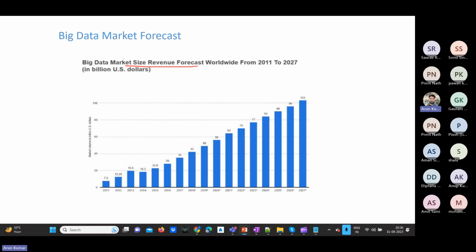When I go to the next slide, I can show you the market size revenue forecast. This is the revenue forecast of big data from 2011 to 2027. And you can see it has an increasing graph. It is continuously increasing year by year.